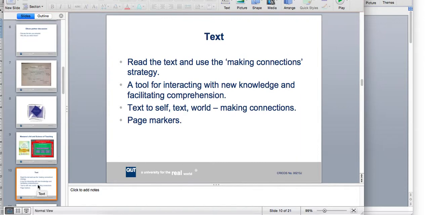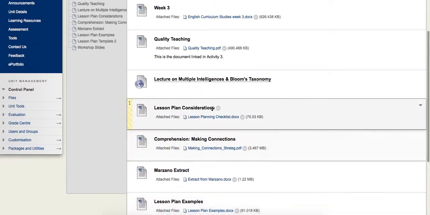So it's called Making Connections. It's a tool for interacting with new knowledge and facilitating comprehension. So let's pop back onto Blackboard. And there's a PDF here called Making Connections Strategy. So I'll go through what I'm talking about when we say making connections.